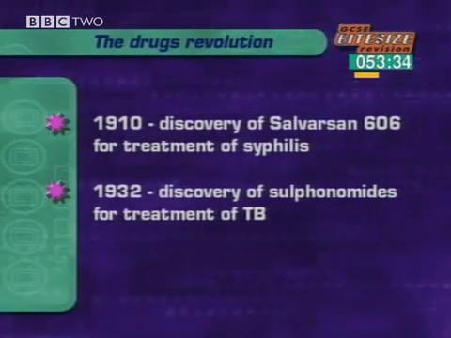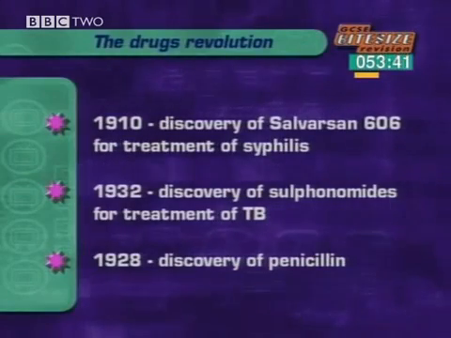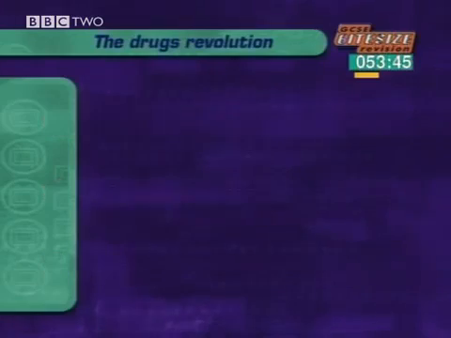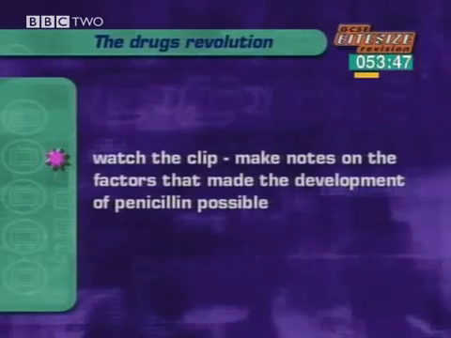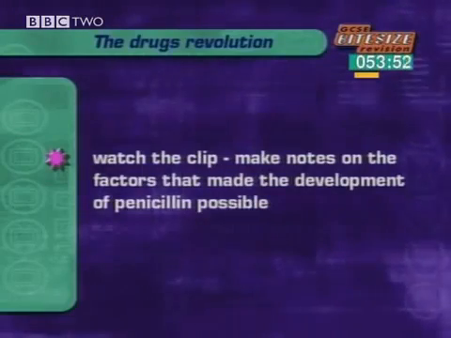But the most important of all the new drugs was penicillin, discovered in 1928 by Alexander Fleming, who had been interested in fighting infections in war wounds ever since World War I. While you watch the clip, make notes about the factors that made possible the development of penicillin.